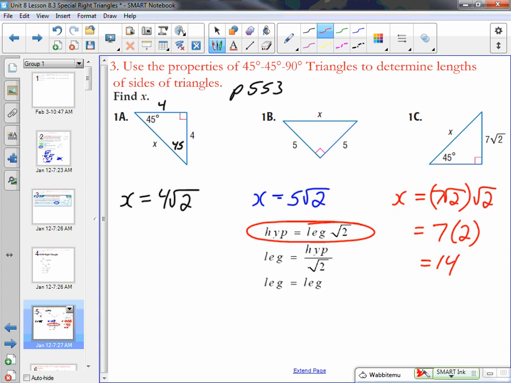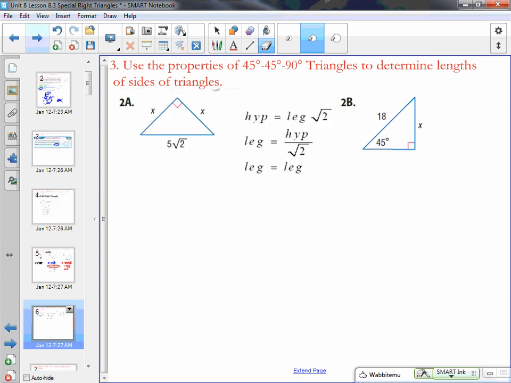Everybody follow me on why the square root of 2 times the square root of 2 is 2? Because square root of 2 times square root of 2 is the same thing as the square root of 2 squared, the square root and the exponent of 2 cancel each other out. There we go. All right? Okay.